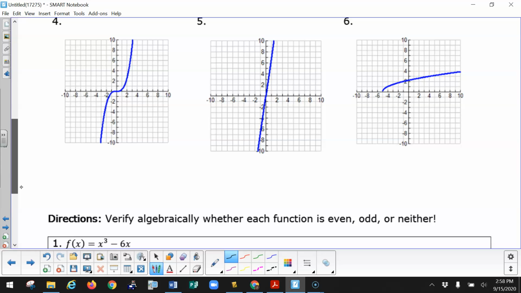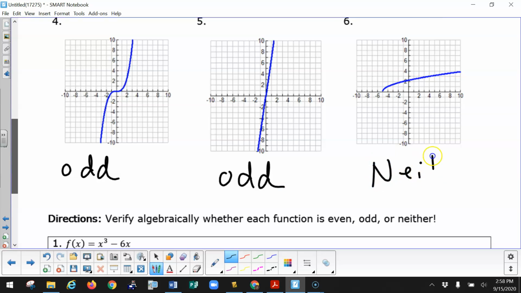Okay, and then this one is going to be an odd function because I could rotate it and it would look exactly the same. This is also an odd function. And then this one is neither. No symmetry on that one.